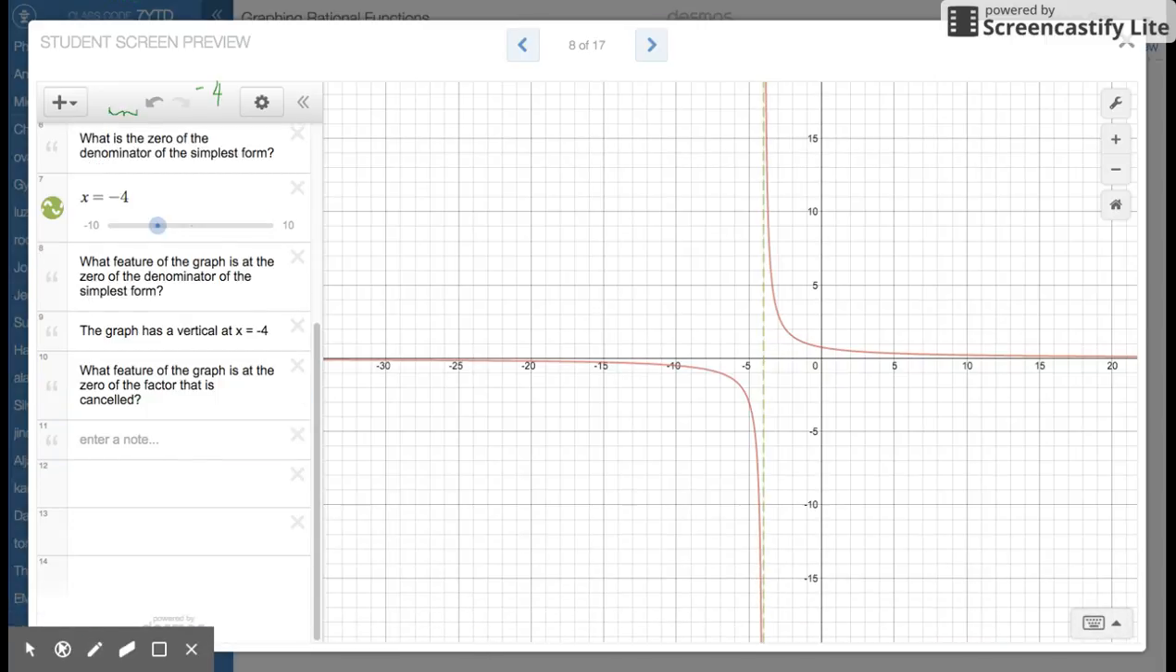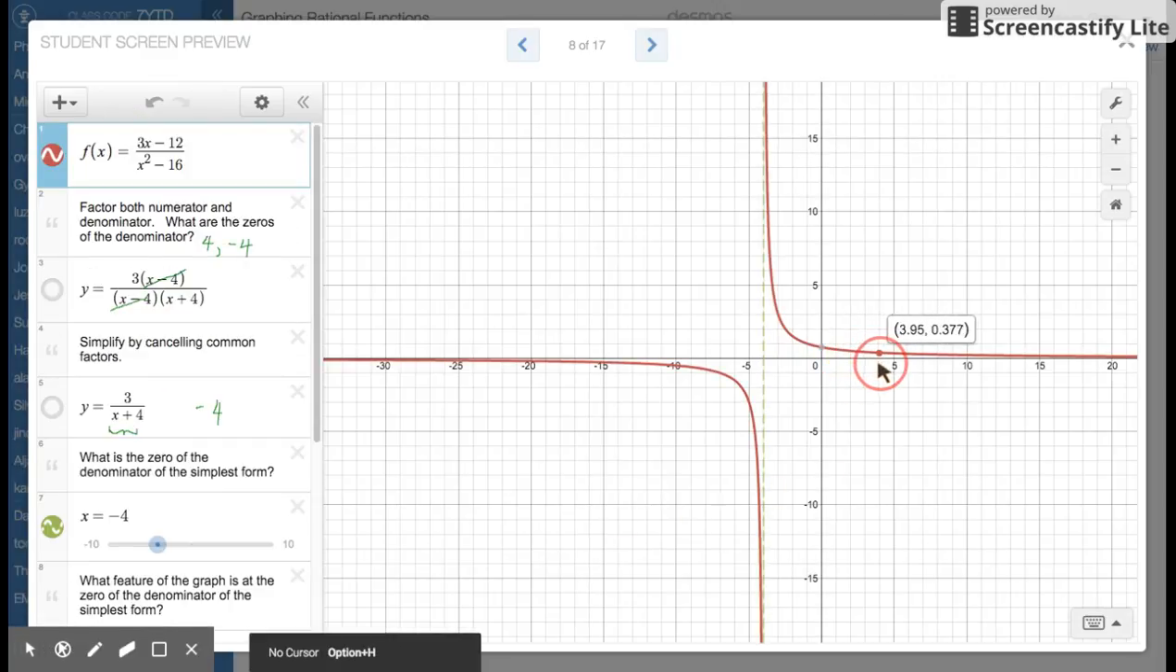Okay, here that's x equals 4. Now, if you look at the graph, there is no vertical asymptote at x equals 4. So let's trace and see what we'll find in there. Okay, we see a missing point. Therefore, we say the graph has a hole at x equals 4.